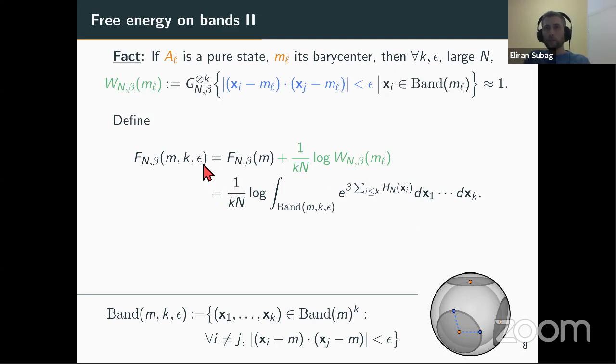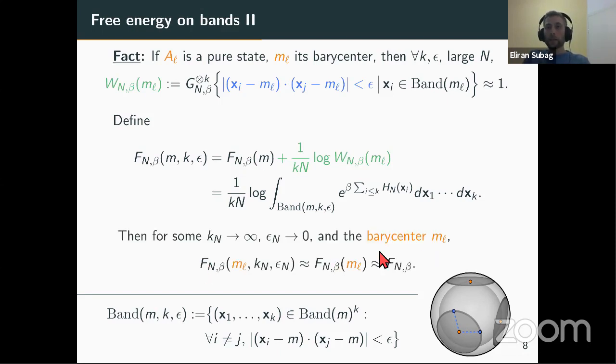This is just algebra, this equality. You can rewrite this definition as an integral with k replicas. So here you're integrating over k points from the band, and in the exponent, I have the sum of the values of the Hamiltonian at those points. But those points are not independent. There is the same restriction on the angles between the points. Okay, so that's just another way to write it, which looks more like a free energy than this term.